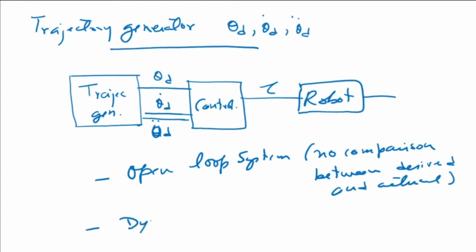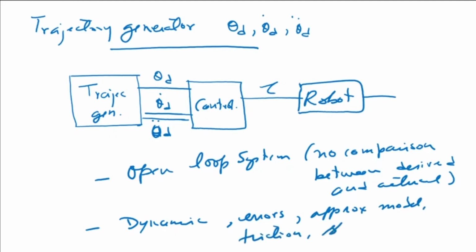Because the dynamic model will have errors, so the dynamics will not be very accurate, it will be an approximate model. Plus a lot of things are not modeled, for example friction and stiffness. All these things will start coming into the picture, and the torque that you have computed based on your desired trajectory may not be correct, it will not be exact.